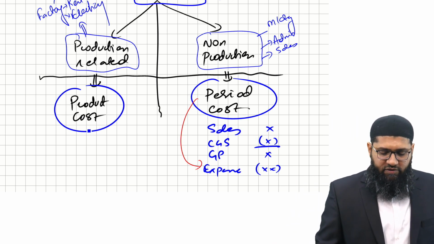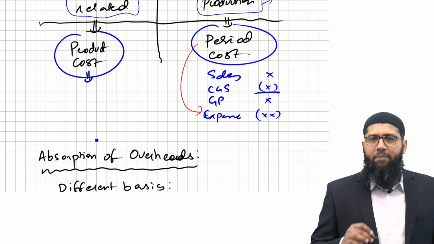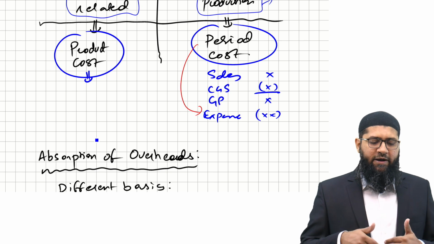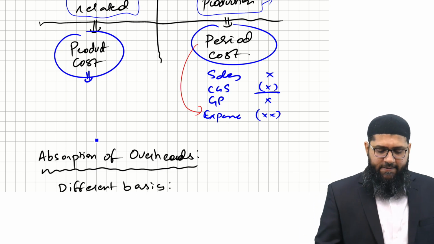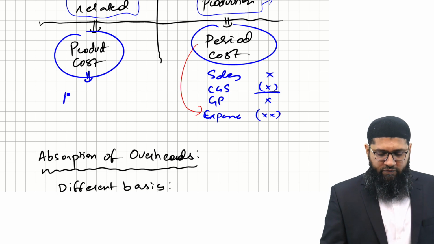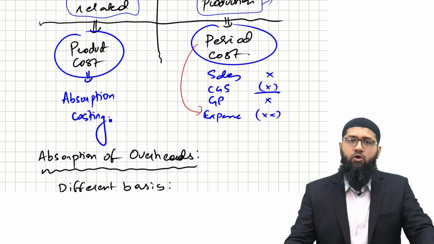So the overheads which are treated as product cost, what do we mean by this? We simply mean that these overheads are incorporated into the cost of the product, right? Now how do we actually incorporate these overheads into the cost of the product? That is majorly through absorption costing.